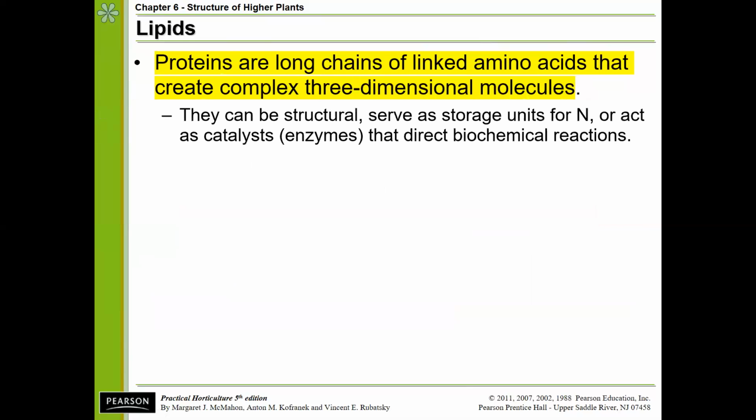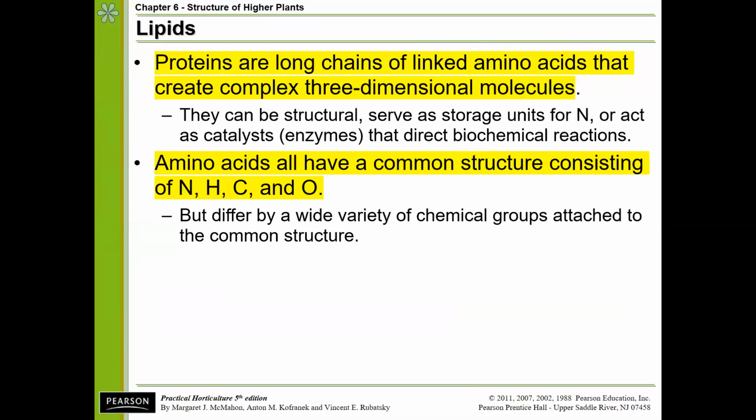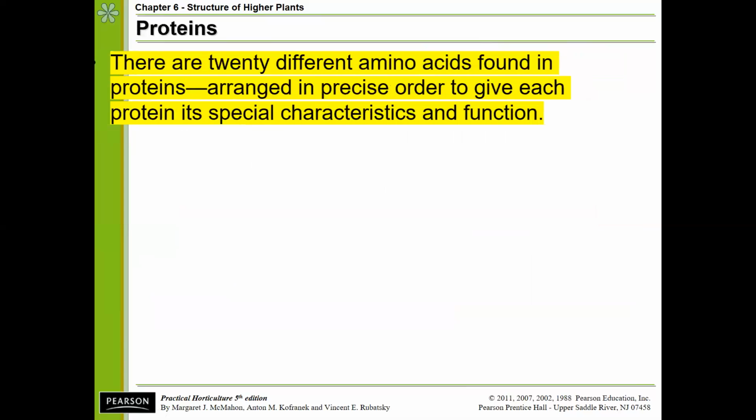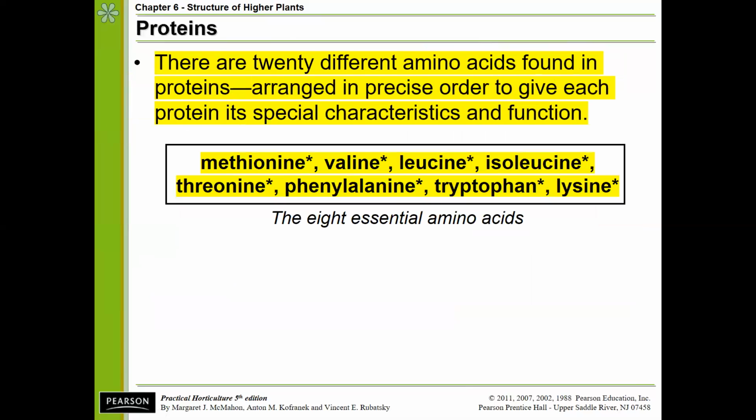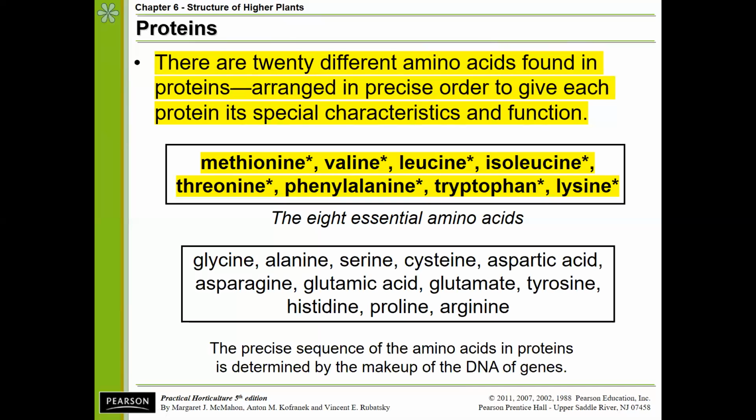So you get some proteins, which are just long chains of linked amino acids that create these very complex three-dimensional molecules. And they all have a very common structure that consists of nitrogen, hydrogen, carbon, and oxygen. But they differ by the wide variety of chemical groups that are attached to their common structure. Proteins, again, are composed of amino acids, of which there are 20 different amino acids found in proteins, 8 of which are essential to life on Earth.